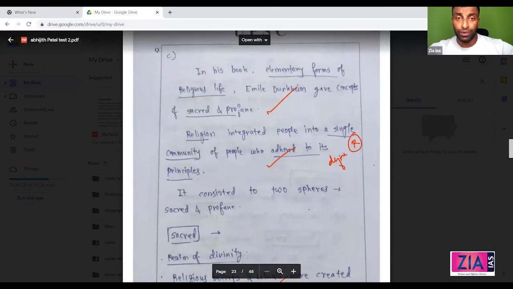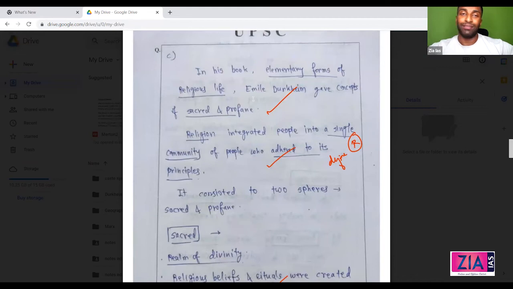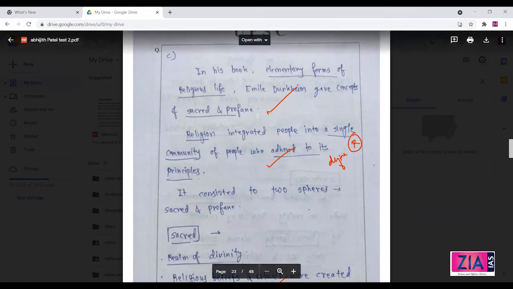In this case, you have to write. If you write the book with this book name, right? The Elementary Forms of Religious Life. Sir. So how you'll be starting? You'll be starting: Durkheim gave the concept of sacred and profane in his theory of religion in the book Elementary Forms of Religious Life. He defined religion as... Thinkers, sir. Other thinkers, whatever you know, write it. If you don't know, just ignore it.